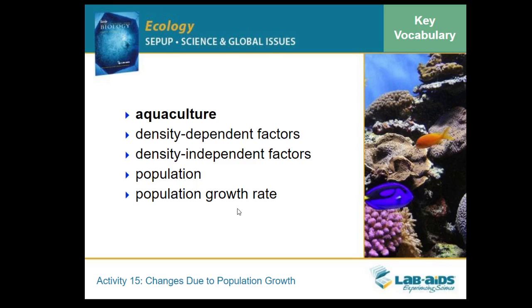These were our key vocab. We added aquaculture, but we saw some of these density-dependent and independent factors in the population and growth rate as we move through. So hopefully that gives you an idea about some of the impacts of aquaculture, and maybe just in general how we can try to think about environmental impacts from our choices and sustainability.